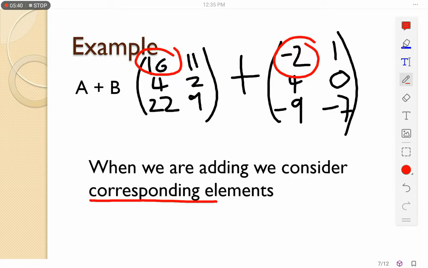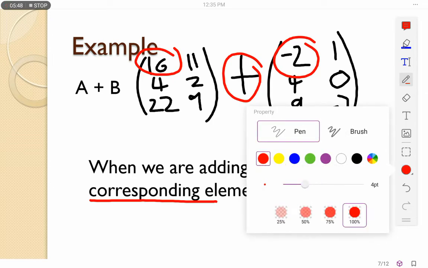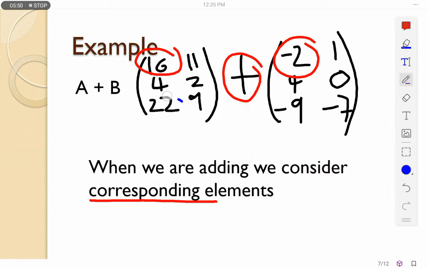So I'm going to say 16 plus minus 2. Then I go on to the bottom one, 22 plus minus 9. These are corresponding, they are in the same corners. Now that we are familiar with that, let's do this.